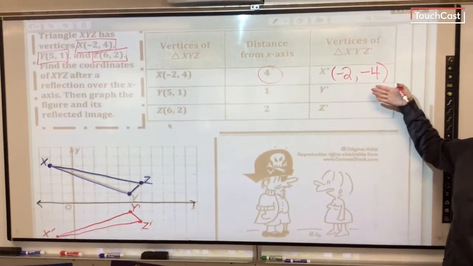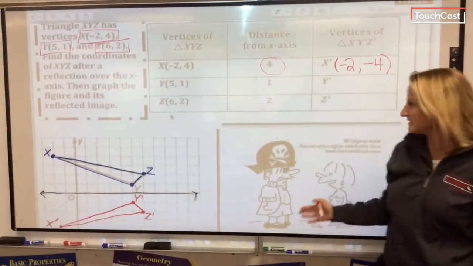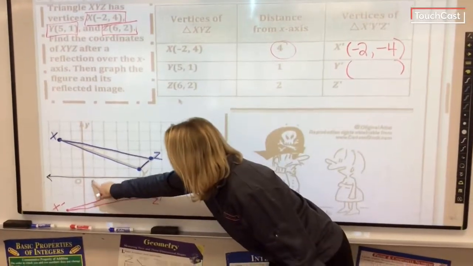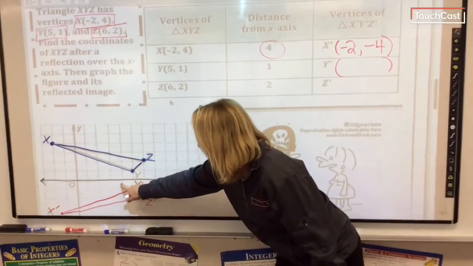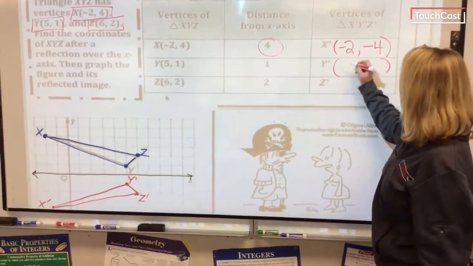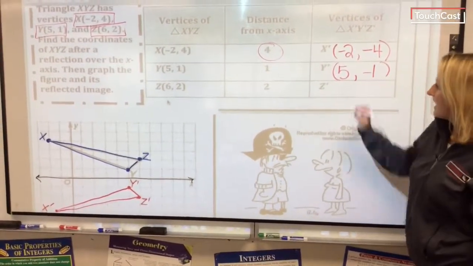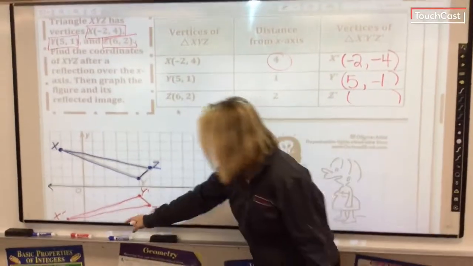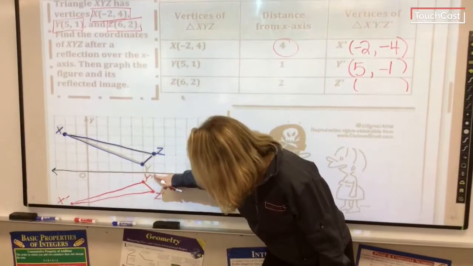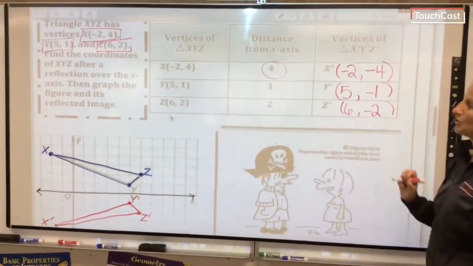Let's take a look at where y prime and z prime are and see if we can see any relationship between the points. Okay, so y prime right here is at, our x value is 1, 2, 3, 4, 5, and our y value is -1. So this would be at 5, -1. And finally, z prime is at 1, 2, 3, 4, 5, 6, -1, 2. So this would be at 6, -2.